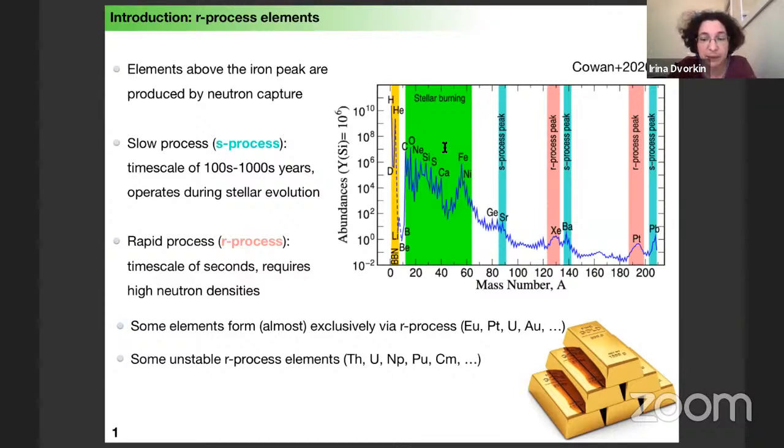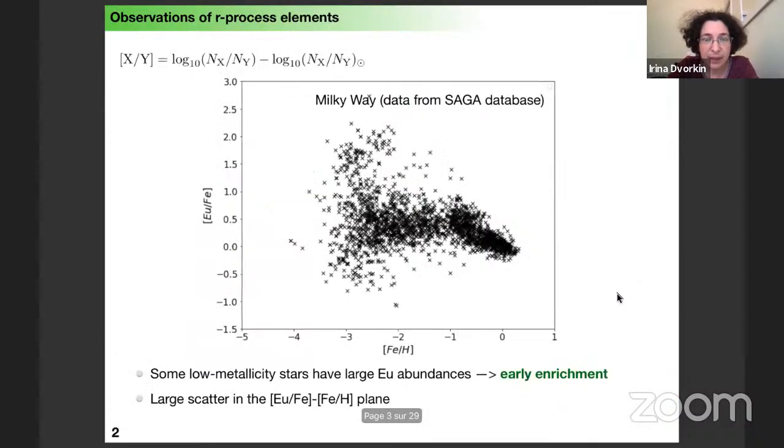There are some elements like gold, which is admittedly somehow an eye-catching title for this talk. In fact, most of the talk is not going to be about gold, but nevertheless, gold is an R-process element, and also other elements like europium, platinum, and uranium, and some of them are unstable. So the question is, you see here the first R process peak and second R process peak, how do these elements actually form? So where do we observe these elements?